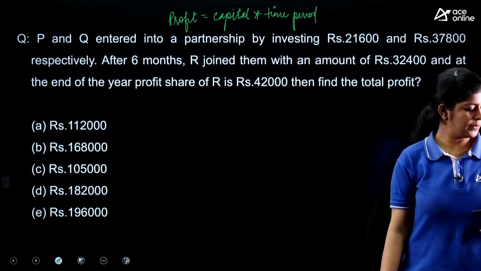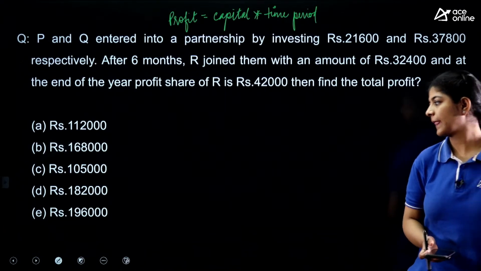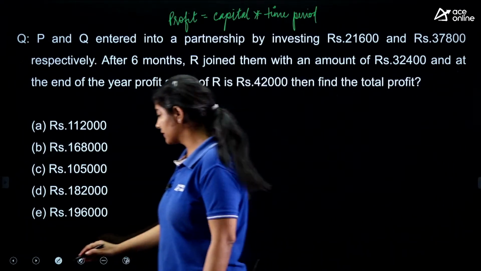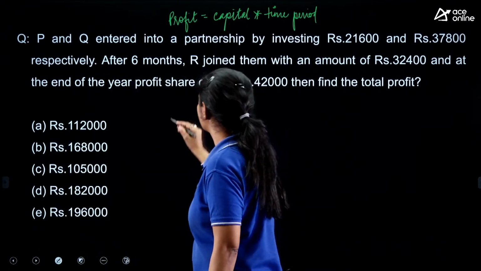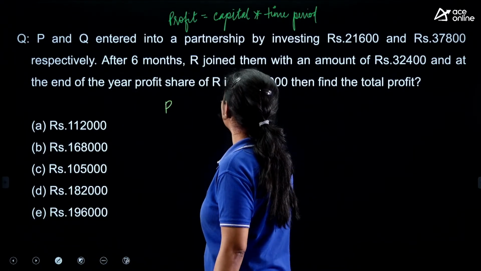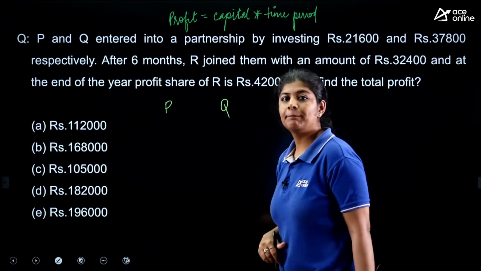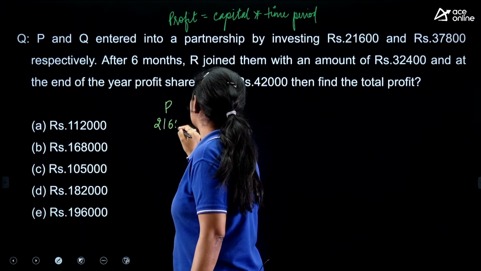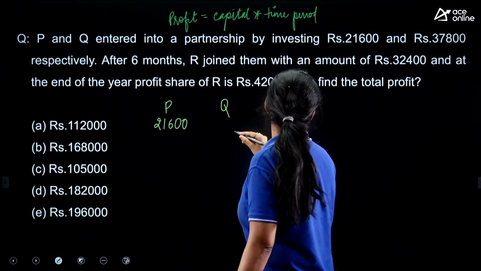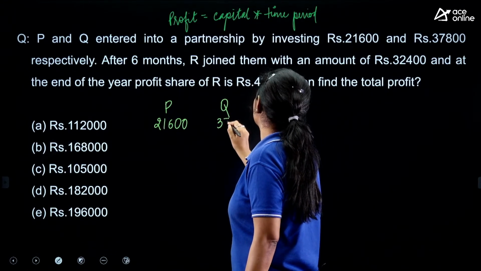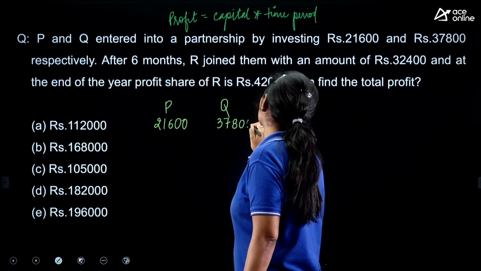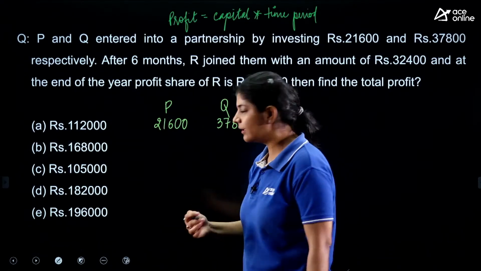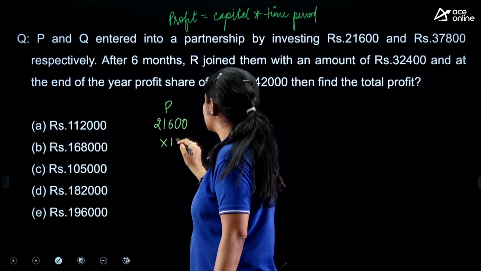So what answer are you getting? Here we have three persons, P, Q, R. Initially only P and Q were there. P invested an amount of 21,600 and Q invested an amount of 37,800. They invested for the whole year, that means 12 months.